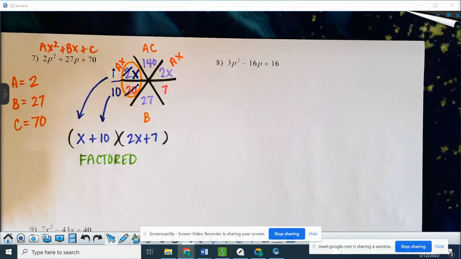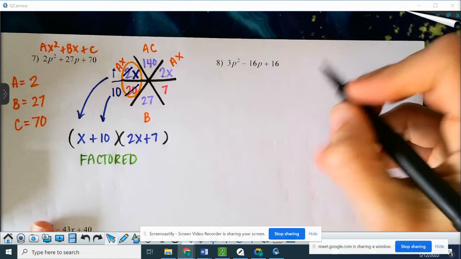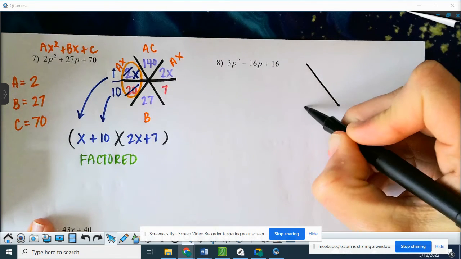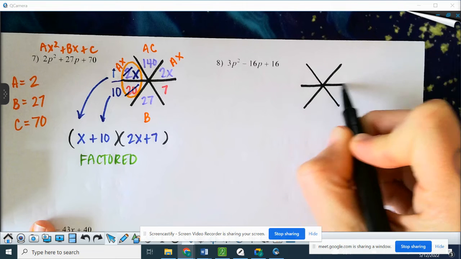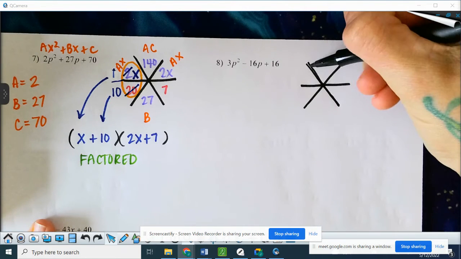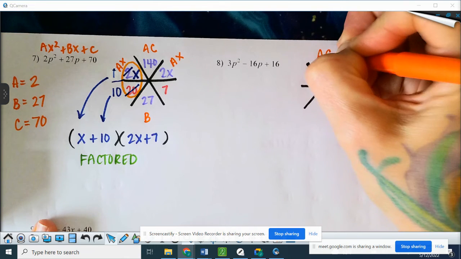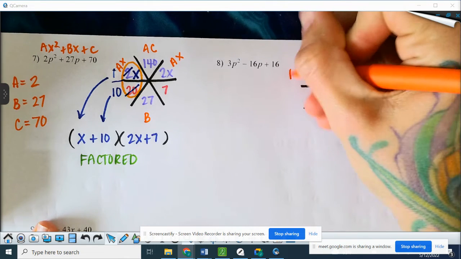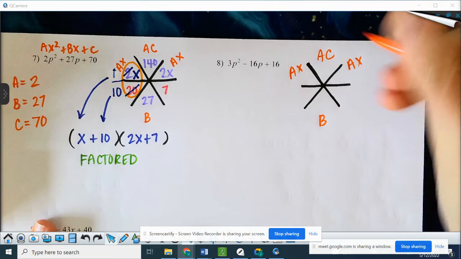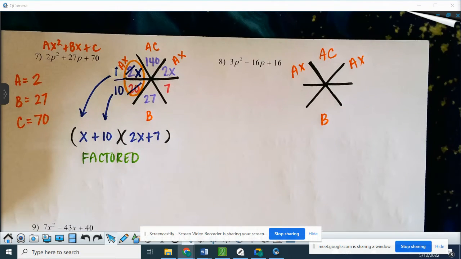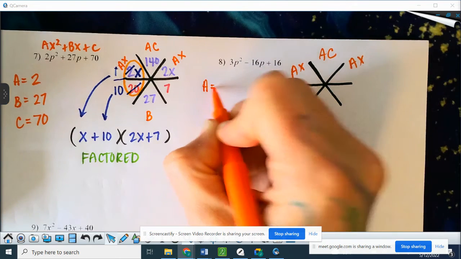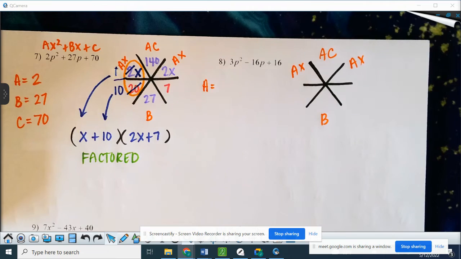All right, so looking at this again, we're going to draw our big star, or snowflake, or asterisk, whichever word you want to call it. AC goes on top, so A times C, B goes on the bottom, AX, AX. And you can skip writing that part. I'm just writing it right now so you can see what we're doing and where things are coming from. So for number 8, what is the A value? Somebody tell me what A is in that equation.